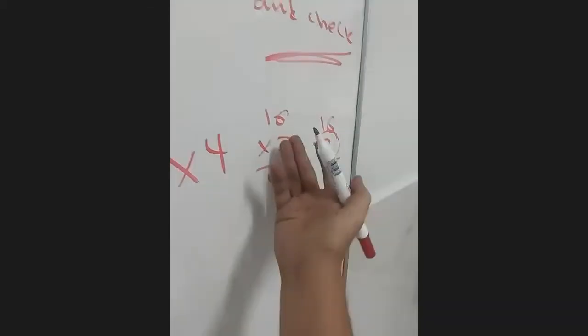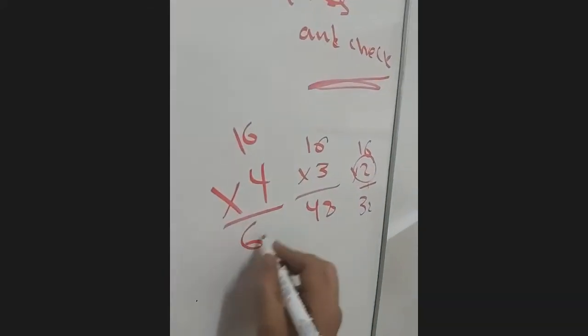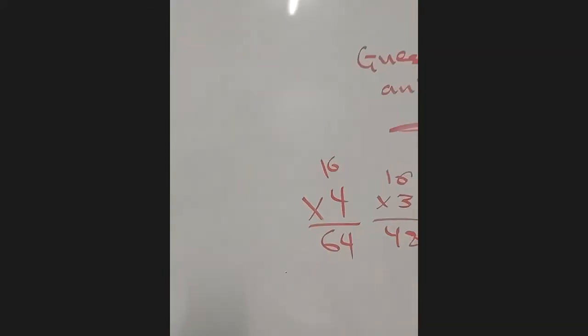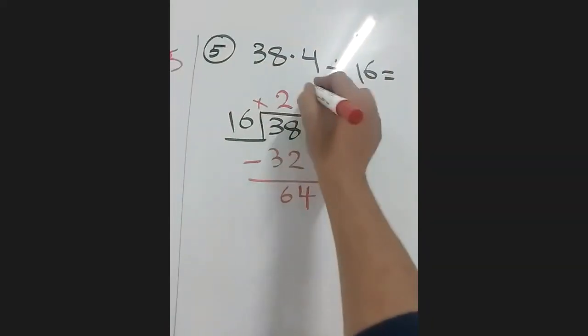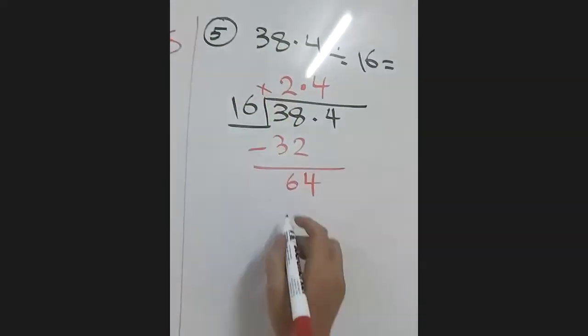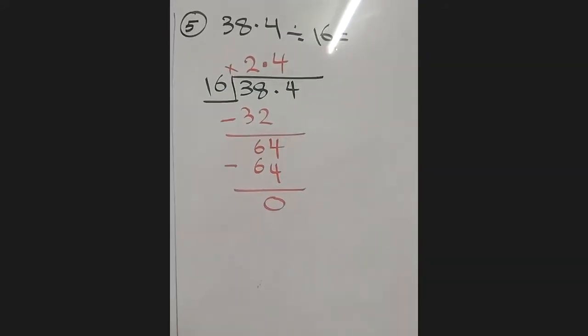Because 3 by 16 is 48, so less than 64. So I'll guess the 4. 4 by 16 is 64. Exactly. Got it? Yeah, 4. So here I'll put 4. 4 multiply 16, 64. Subtract: 0. The remainder is 0.